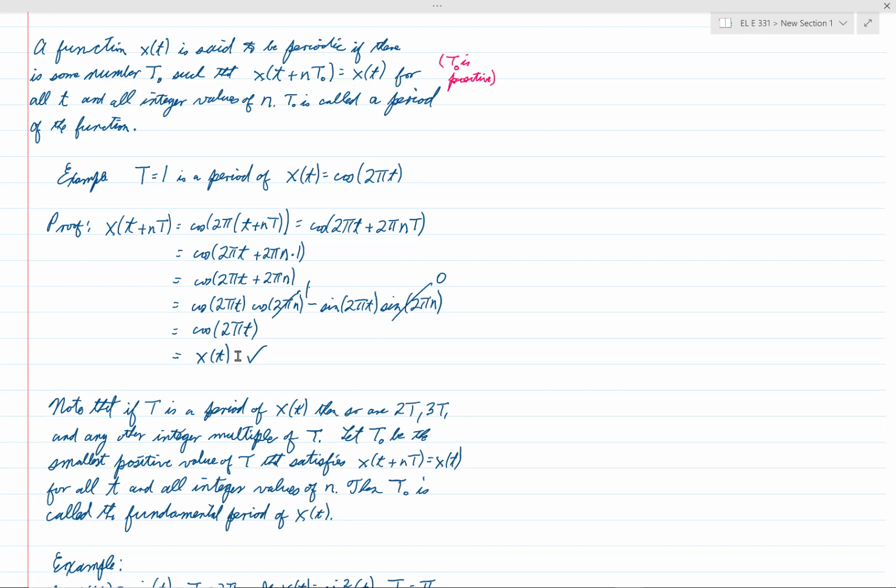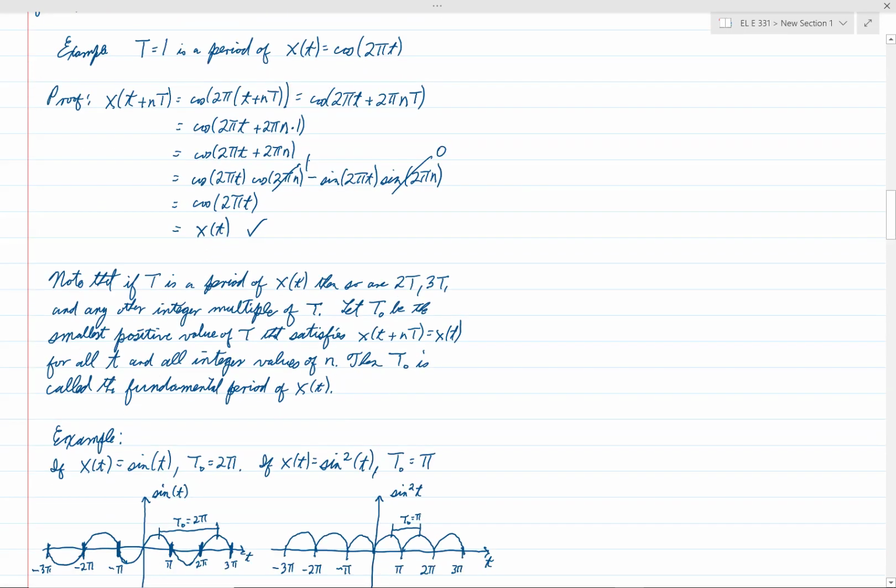Now, an interesting point here is that if you had tried capital T equals 2, or capital T equals 3, or capital T equals 4, they would have also worked. They are also periods of this function. And so we summarize that right here in this paragraph. We say, note that if capital T is a period of x of t, then so are 2T, 3T, and any other integer multiple of capital T.